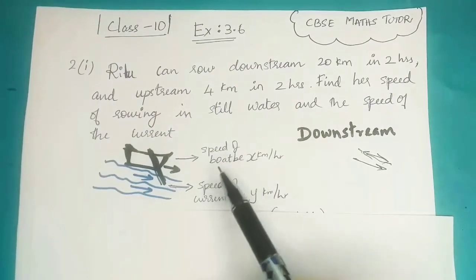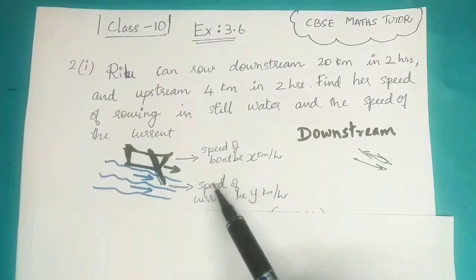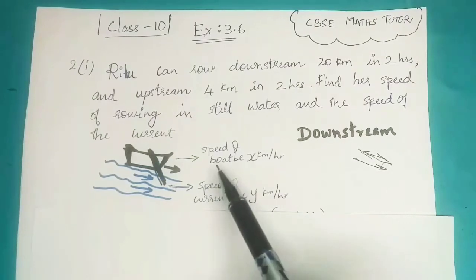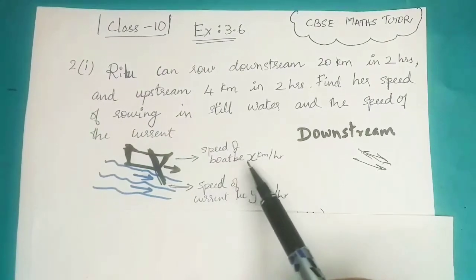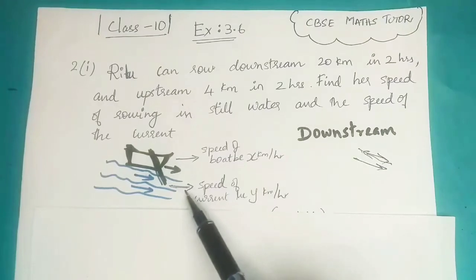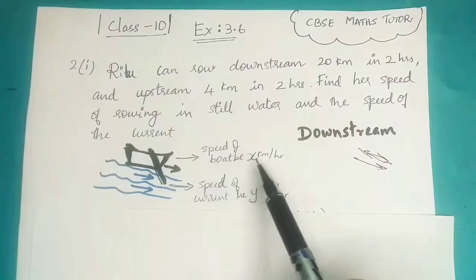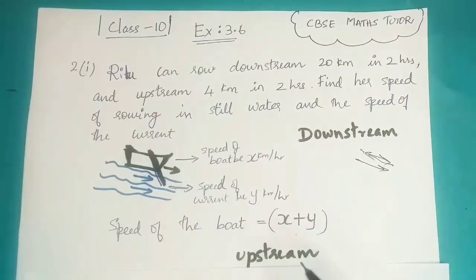So the speed of the boat increases with respect to the speed of the current. What will be the actual speed of the boat here? It will be x plus y, because we have taken the speed of the boat as x, and let us take the speed of the current to be y kilometers per hour. Therefore the speed of the boat downstream will be x plus y.